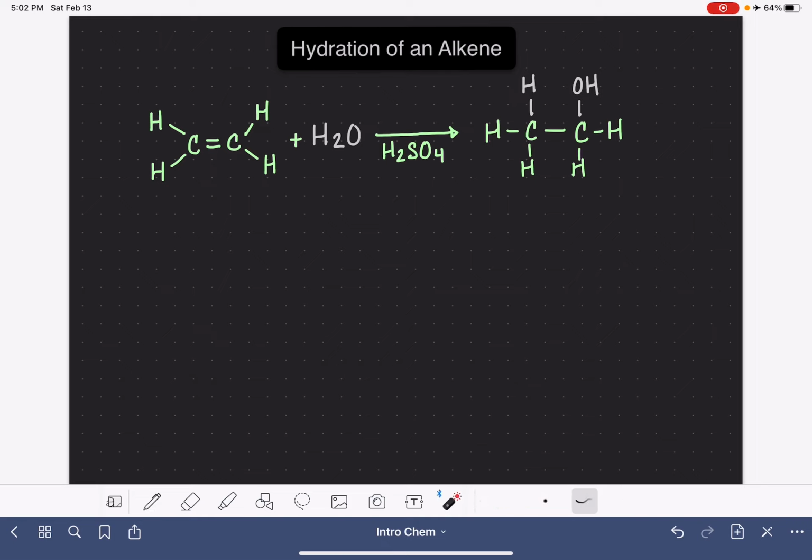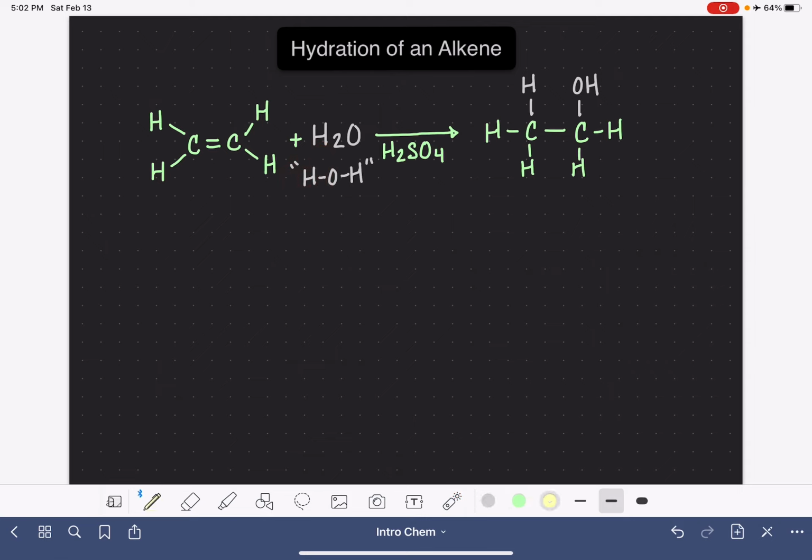It is easier to visualize where these come from if we think about the water molecule in terms of its actual molecular structure, HOH. So when we see it as HOH, we can see that the molecule of water is being divided at this point right here. And the hydrogen is going onto one of the carbon atoms and the OH is going onto the other.